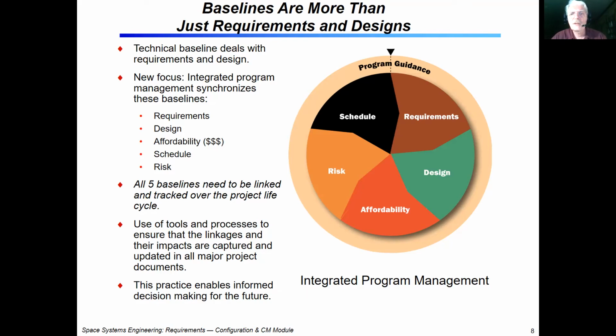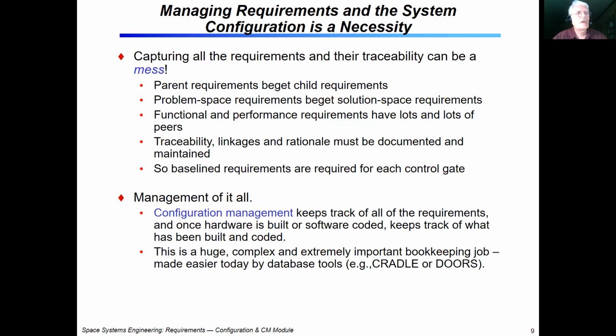All 5 of these need to be linked and tracked over the full project lifecycle. You need to be aware of where you are with all of these things. All right. So managing these requirements is something that you've got to do. You can't just decide that, okay, we're done with that PDR, so we don't have to worry about it anymore. It's going to evolve. You need to manage it. You need to make certain that you're satisfying your requirements that you defined in PDR, et cetera.